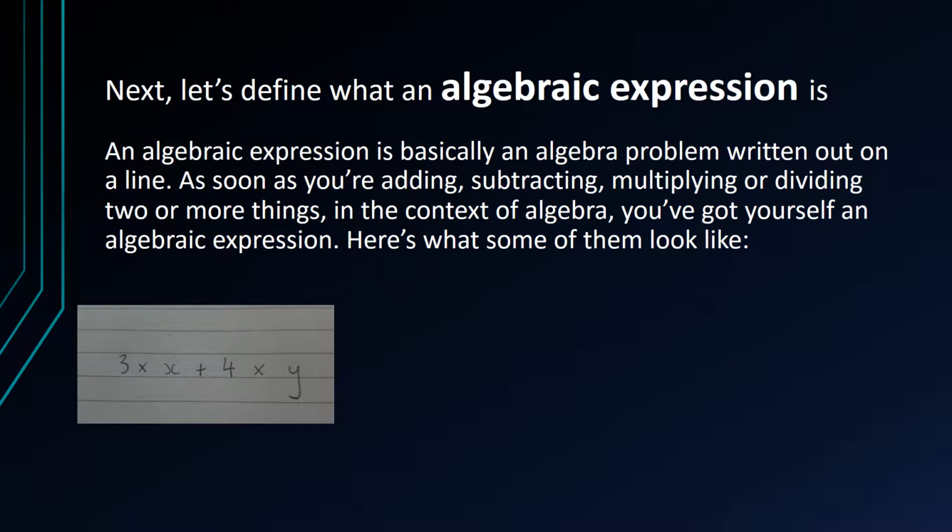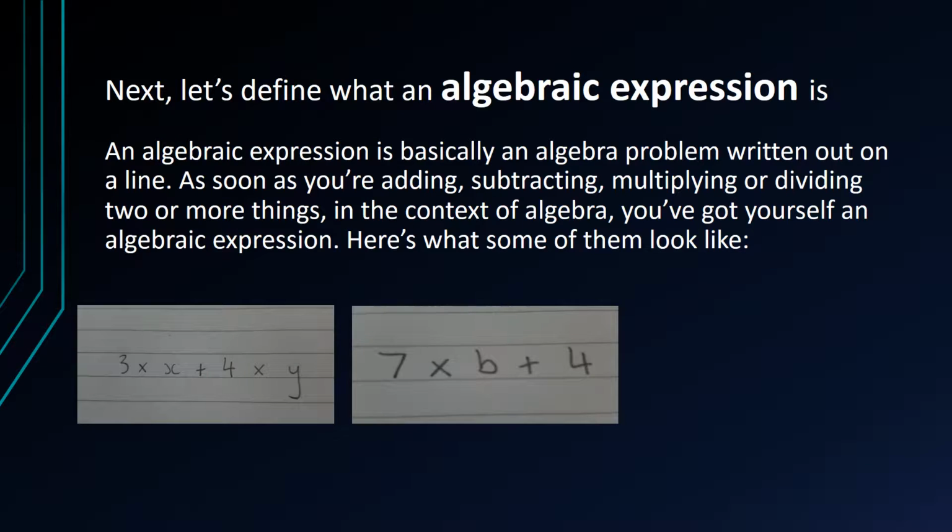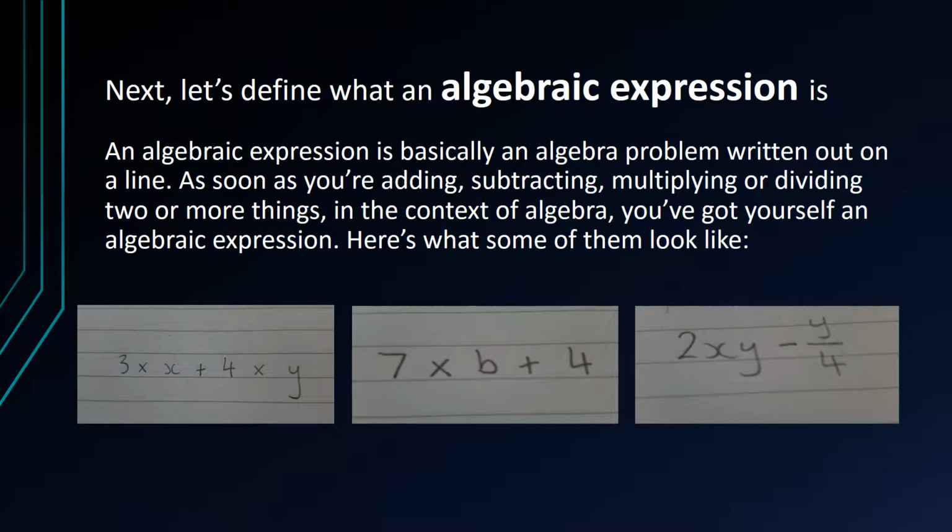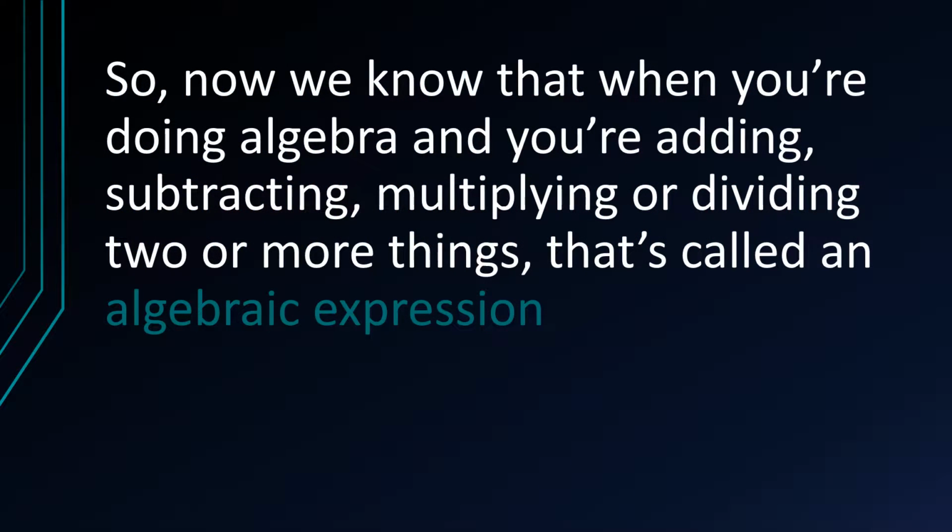3 times x plus 4 times y, that's an algebraic expression. 7 times b plus 4, also an algebraic expression. And this one, though it looks a little bit trickier, is also an algebraic expression: 2xy minus y on 4. So, now we know that when you're doing algebra and you're adding, subtracting, multiplying or dividing two or more things, that's called an algebraic expression.